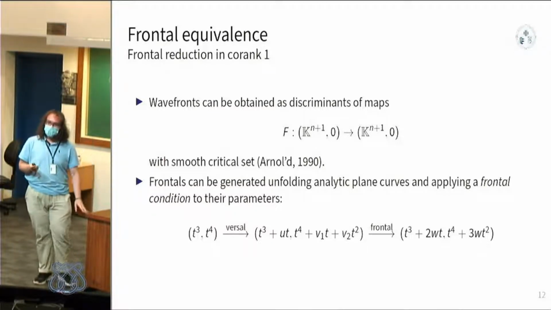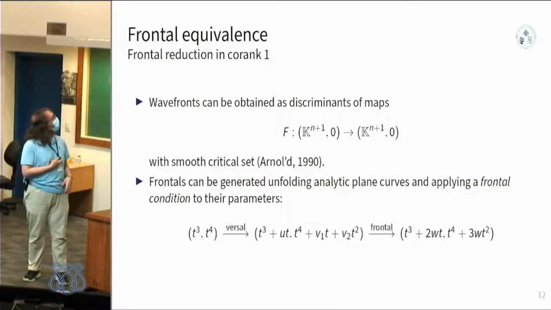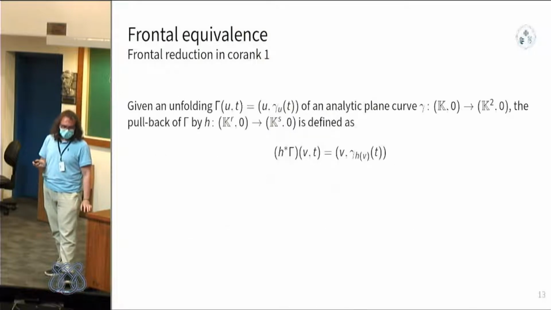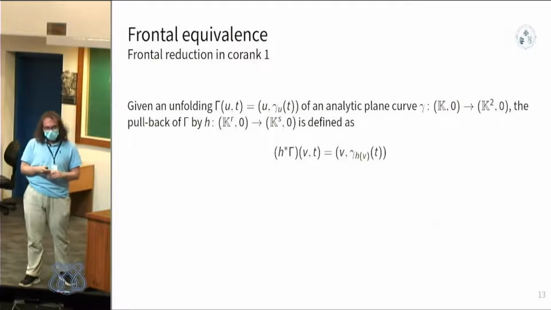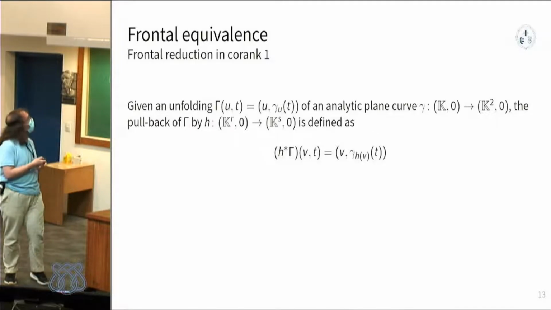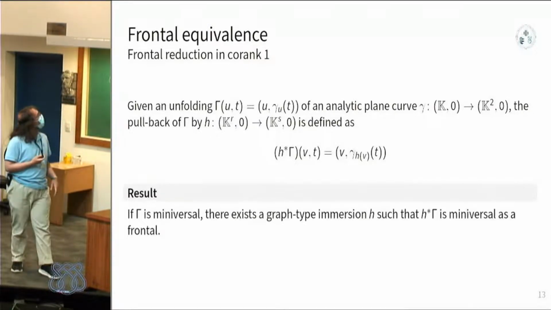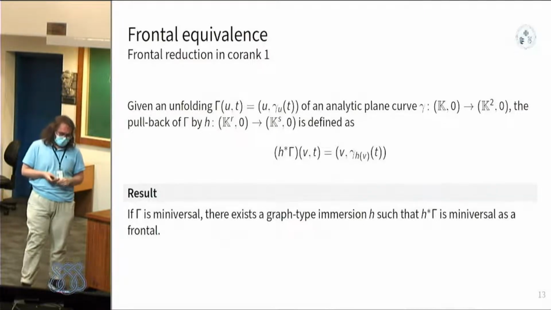And now there was a sort of conjecture by Nuño Ballesteros, which said that if we in particular take a versal unfolding, the frontalization is going to be versal within frontals. And indeed that's going to be the case. But let's formalize this process a little more. Given an unfolding of an analytic plane curve, we define the pullback as this map. This is, we change the parameters of the unfolding according to a certain function h. And now, in particular, the conjecture of Nuño Ballesteros is indeed true.